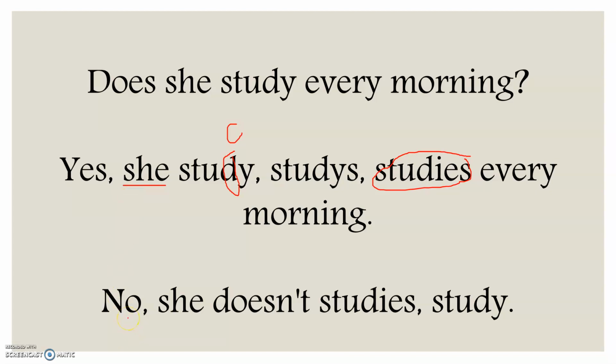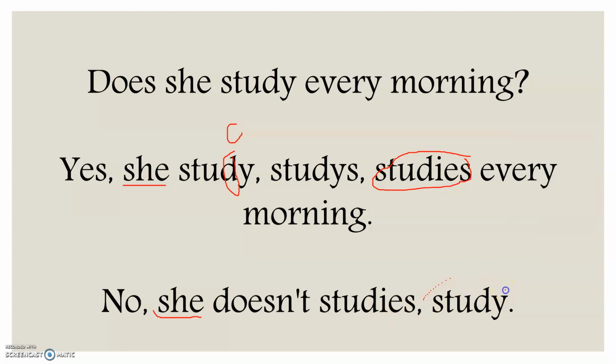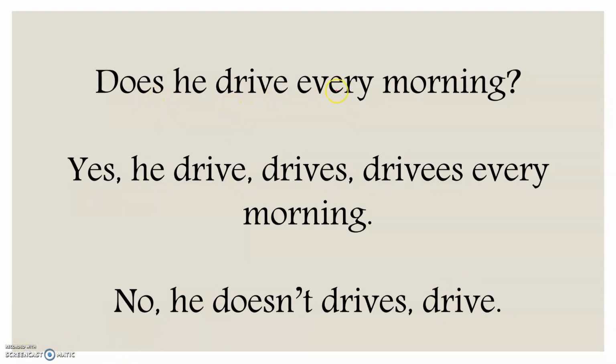While in the negative form, if we want to say no, she, remember, how do we form the negative form? We need to add either don't or doesn't. Because we have the singular subject, which is she, we need to add doesn't. After doesn't, the verb must be the base form of the verb. So do we say no, she doesn't studies, or no, she doesn't study? Yes, no, she doesn't study, because we need to keep the verb as it is, the base form of the verb after doesn't.